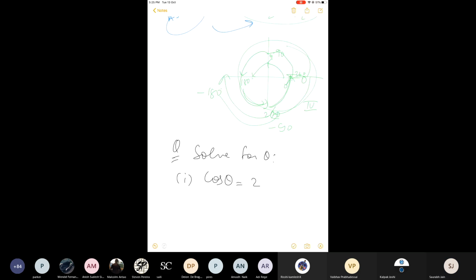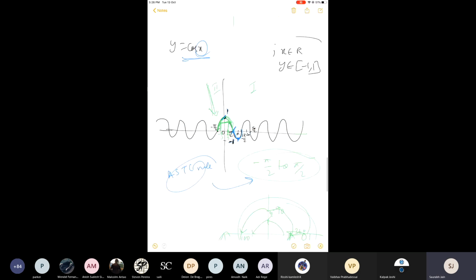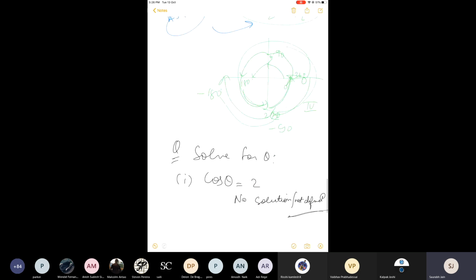No solution. Very good, that is the answer. Yes, no solution, not defined. All the answers are correct. Good. The reason is very obvious, I have just mentioned it here. For x belonging to R, y cannot be greater than 1 or less than minus 1. So basically, there can be no value of angle theta for which you can get cos as 2. This is not at all possible. Such questions can be asked, and their options can be not defined, no solution, or none of these. In none of these, they may hide the answer that no such solution exists.